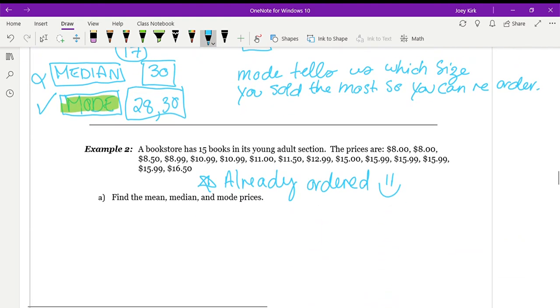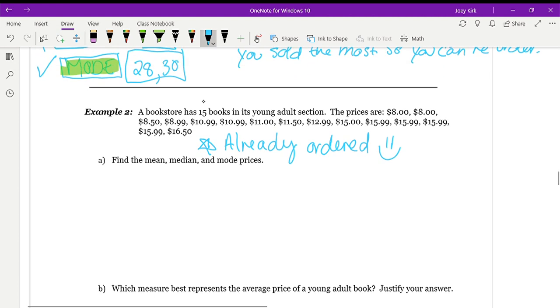In our second example, which is a bookstore that has 15 books in the young adult section. So they're selling books here, and the prices are already ordered for us, which is really, really nice. So it's already been put in order, so I'm not going to do that, okay? So let's find the mean, the median, and the mode.